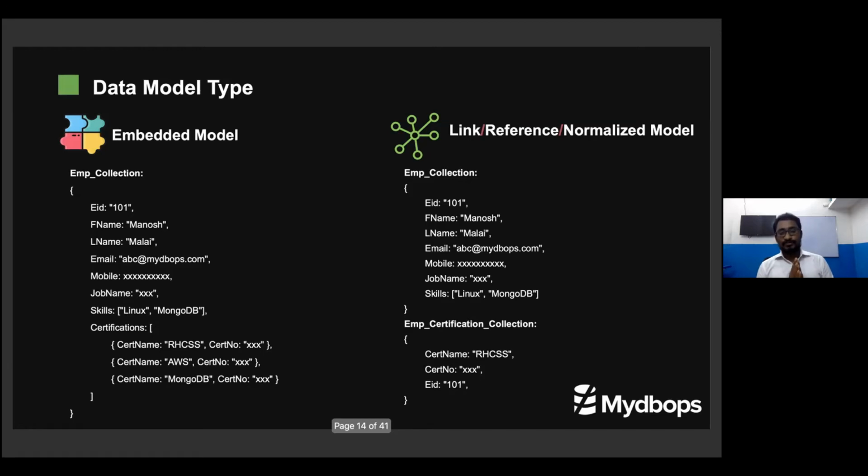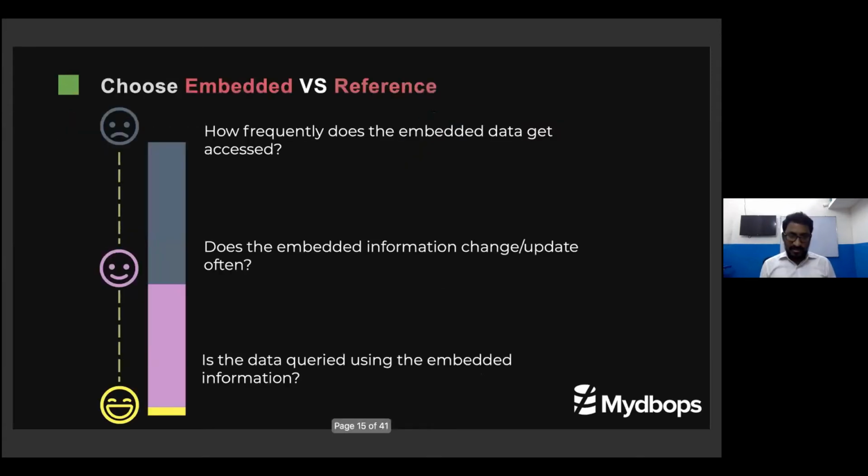So how can I choose, Manoj, whether to use the embedded model or the reference model? You need to answer three questions. How frequently is the embedded data accessed? Does the embedded information change or update often? Is the data required using the embedded information? These are layman questions anyone can answer if you understand the business requirement clearly. That is the goal. If you understand the business requirement, you can easily decide whether to choose embedded or reference.